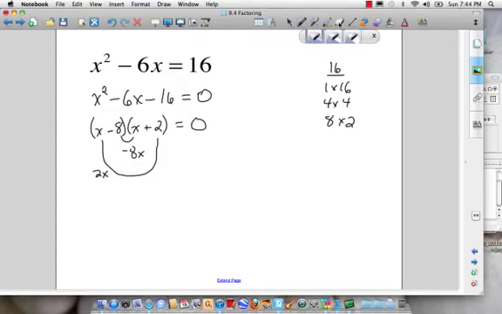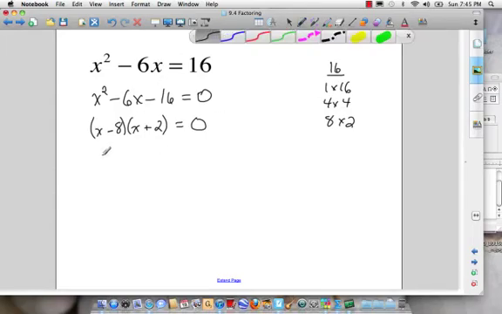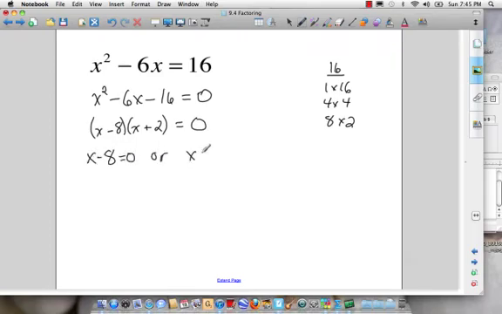So that's the correct factoring. Let me clear that out of the way so I can continue with the solution. And then if the product of two factors is 0, well, either x minus 8 is 0, or maybe the x plus 2 is 0, leading to x equals 8 or x equals negative 2.